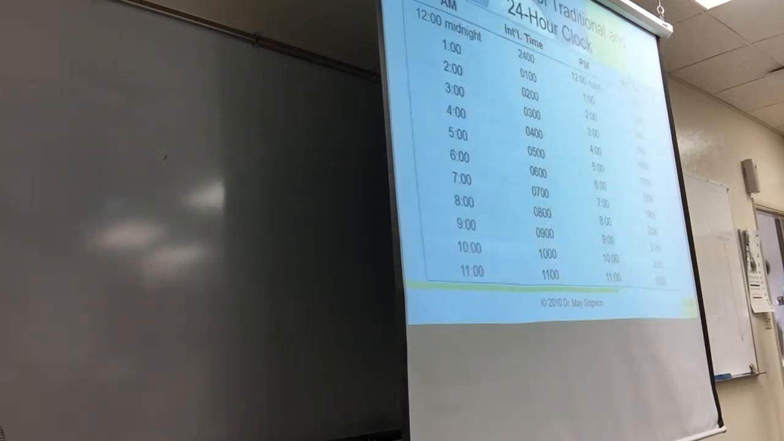This is just a little bit of a reminder. For AM times, you just drop the colon and add a 0 to the front. That's easy to remember. For PM times, just add 12 to it. So 7 p.m. would be 1900, and so on.